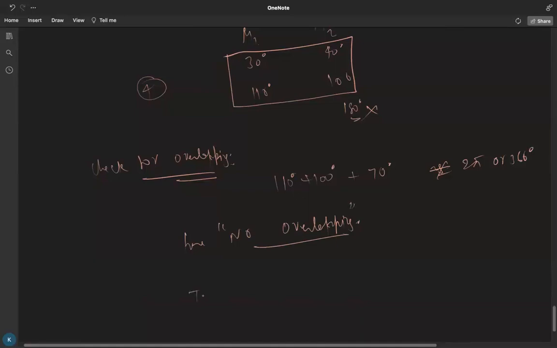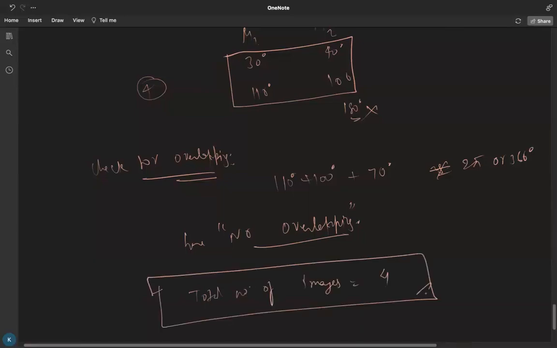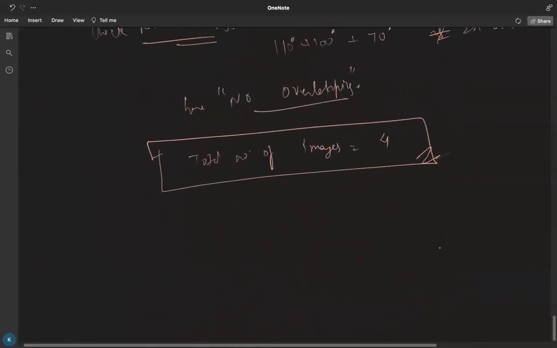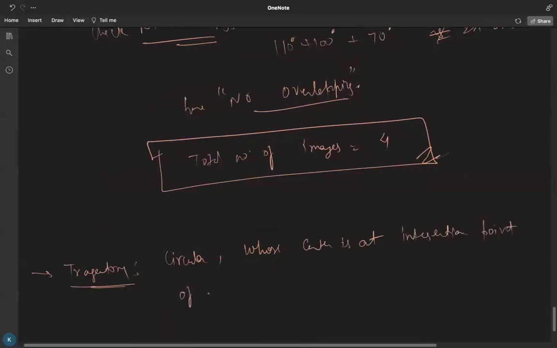So the total number of images we get is actually 4. I hope this concept will be clear to all of you. Now let me write a noted point, which is termed as trajectories: circular, whose center is at the intersection point of the mirrors. I hope it will be clear to all of you, right?